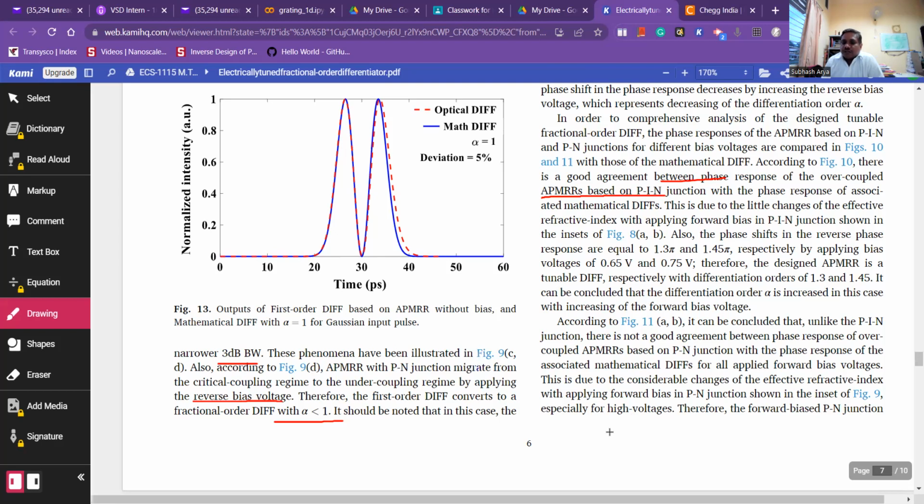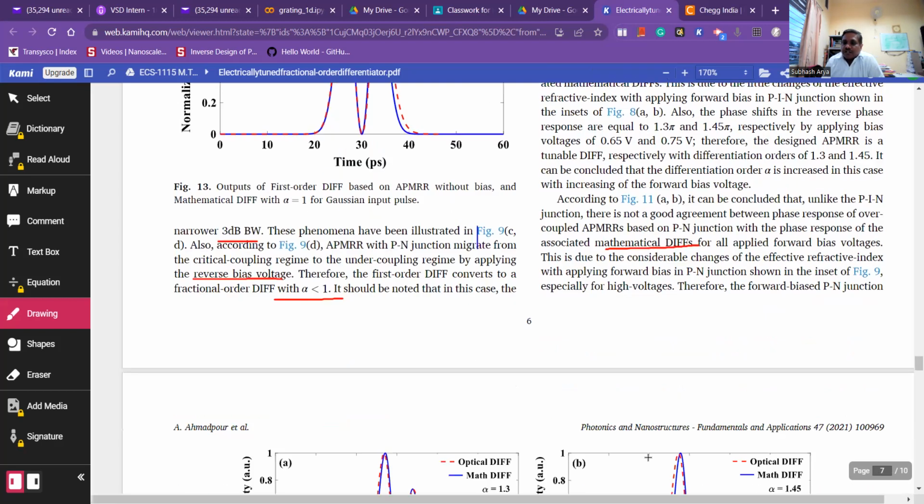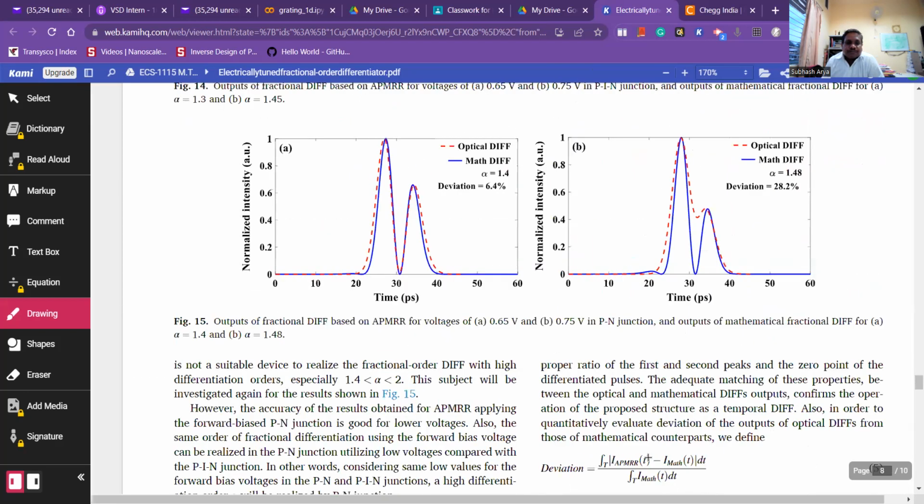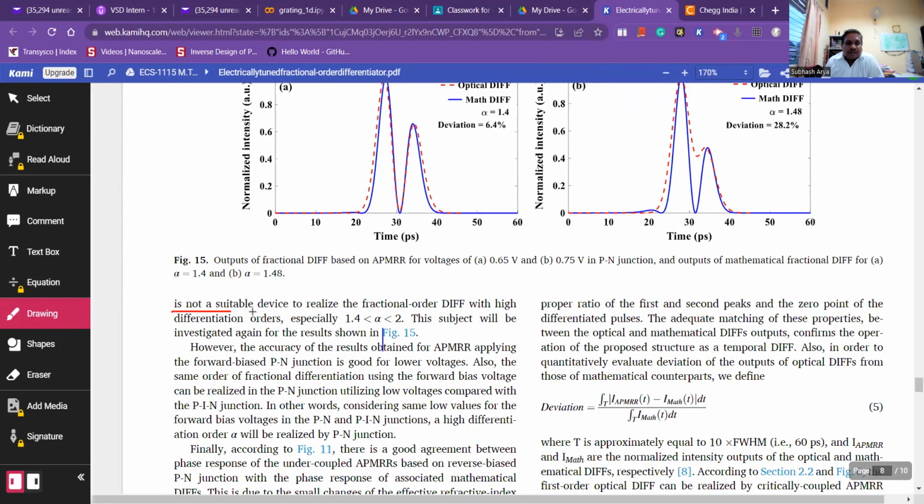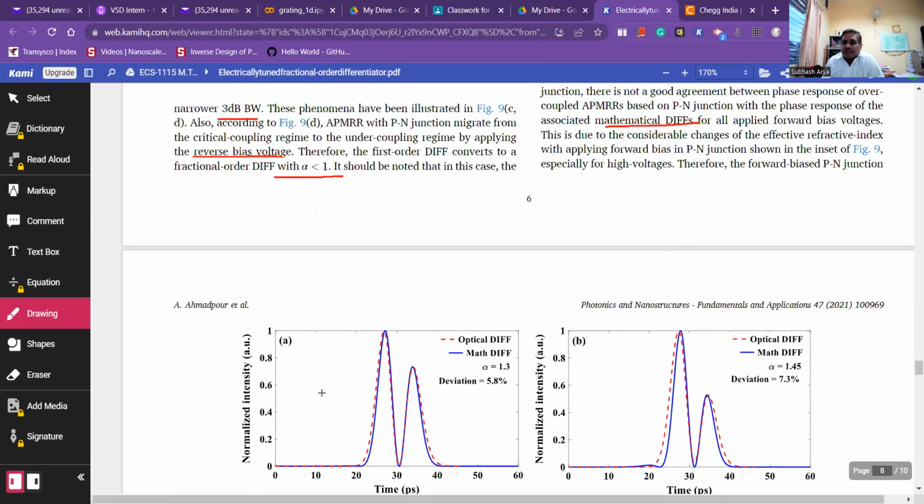According to figure 11AB, it can be concluded that unlike the PIN junction, there is no good agreement between the phase response of the overcoupled APMRR based on the PN junction with the phase response of the associated mathematical differentiator for all applied forward bias voltages. This is due to the considerable change of the effective refractive index with applying forward bias in PN junction shown in the inset of figure 9, especially for high voltage. Therefore, the forward bias PN junction is not a suitable device. Forward bias, yeah, that is okay.